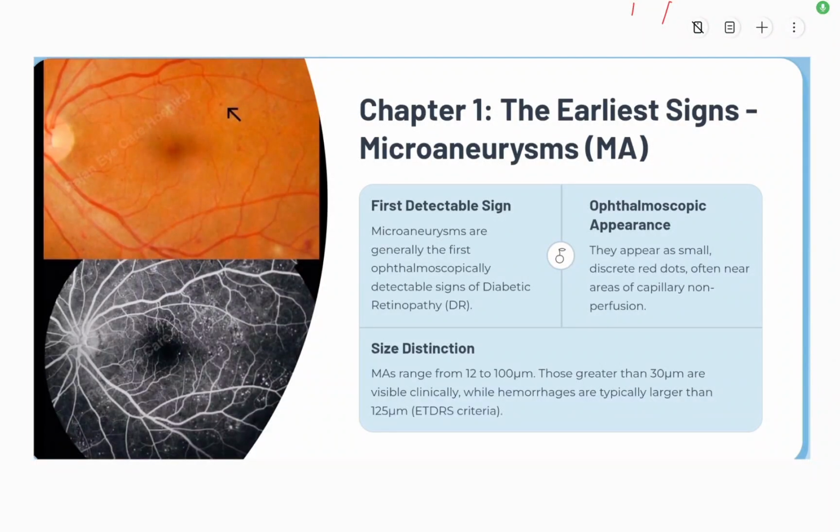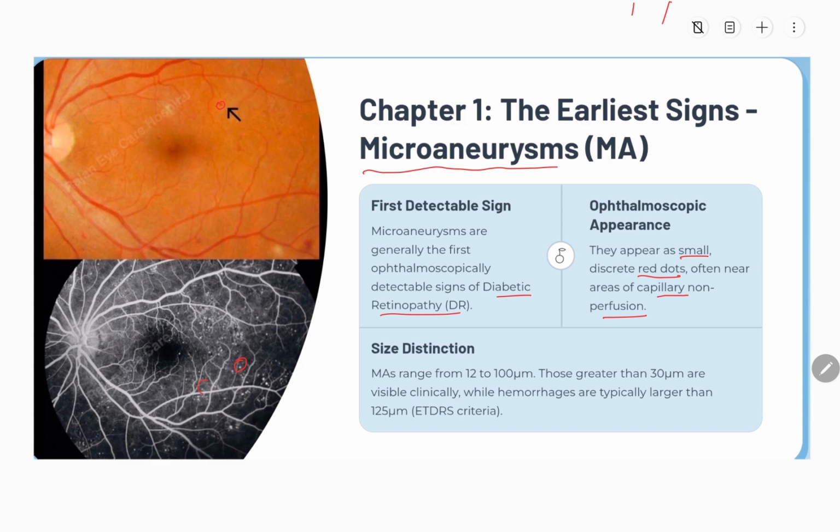Let's discuss some of the important signs that can be seen in case of diabetic retinopathy. So first and the most important sign is microaneurysm. These are the first that can be seen in the case of diabetic retinopathy. They appear as small red dots near the capillary non-perfusion areas. You can see these small red dots, as you can see in this picture also.